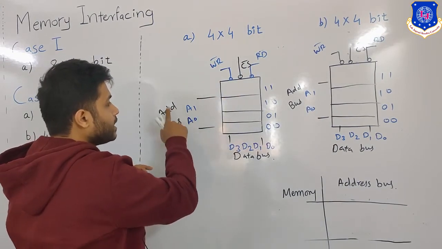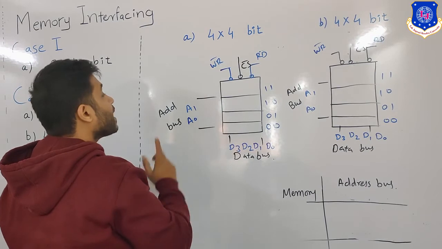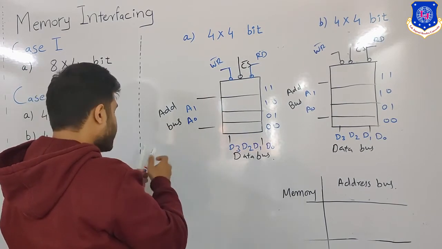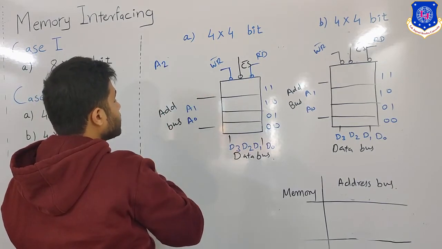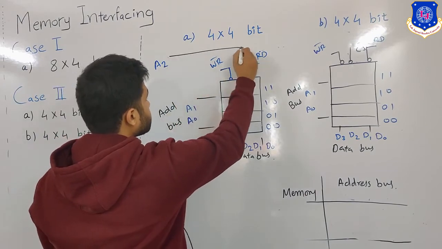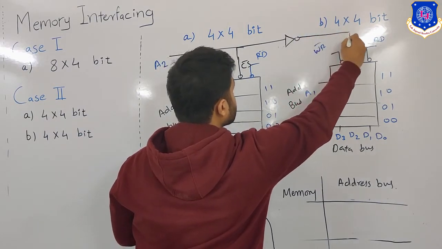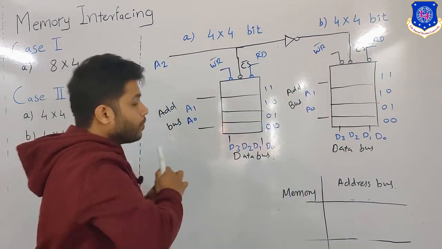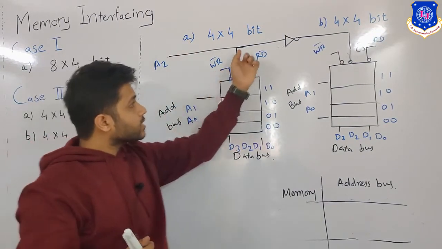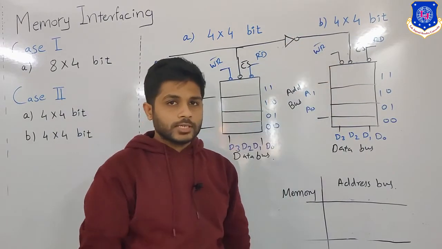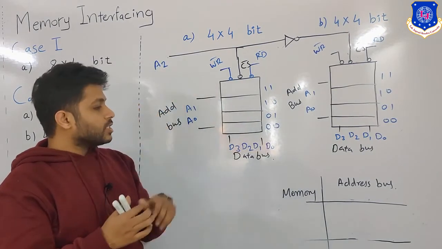So A0 and A1 are connected to the address bus of the memory, and we will use one more address line, which is A2, and we will connect that A2 with the chip select. As well as I will connect A2 with the second chip. So A2 is connected to chip A directly, but it is connected to chip B via a NOT gate.